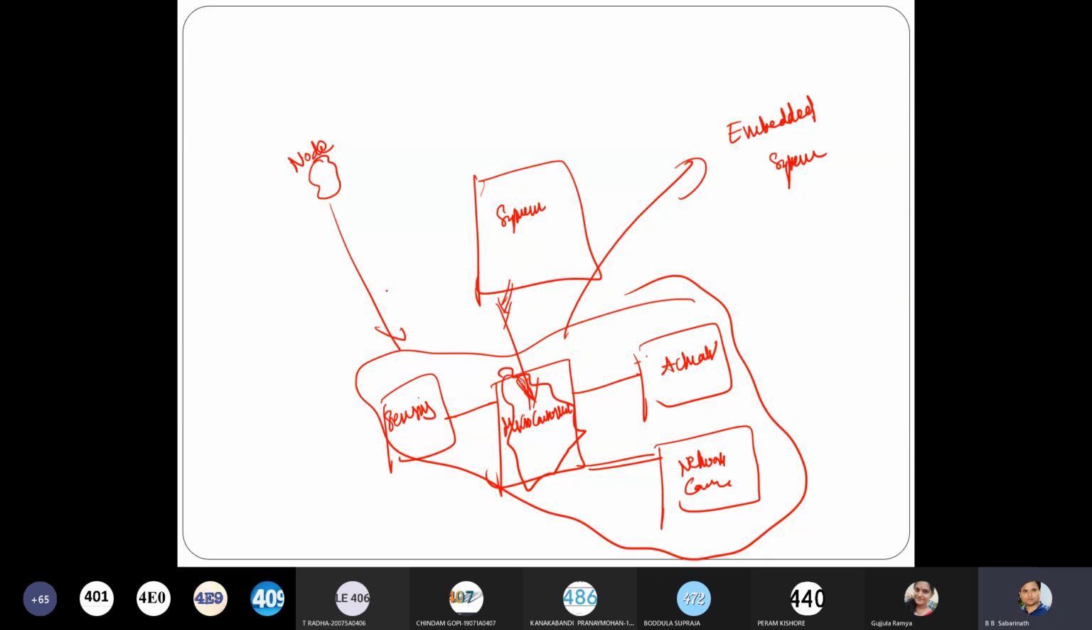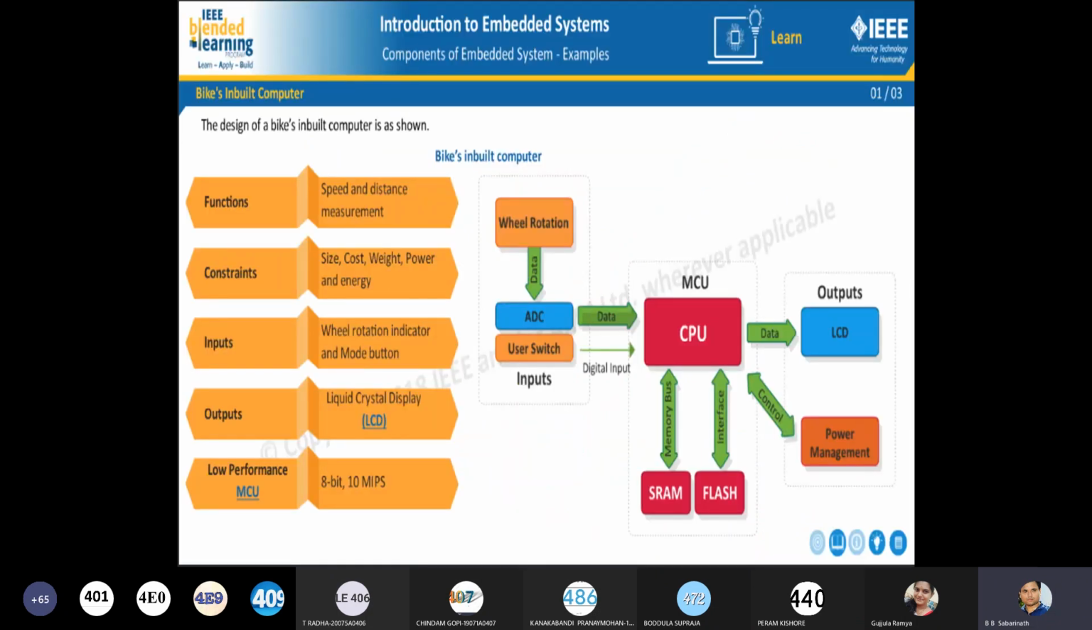An embedded system example: all your bikes have such a system. A bike has an inbuilt computer. Your bike will show speed and distance, some measurements, nowadays digital. It shows how many kilometers per hour you are traveling, and how much distance your bike has traveled so far from the beginning. So that digital information you are getting, behind that there is an embedded system.